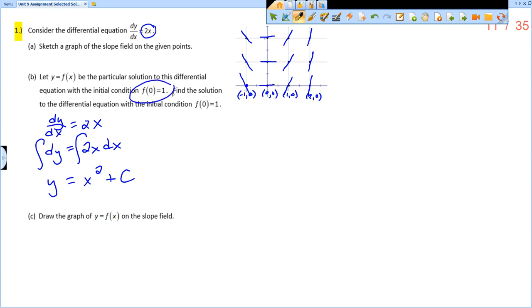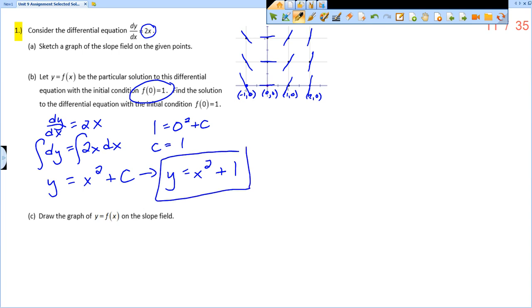Now I want to use the fact that f of 0 is 1, so y is 1. So 1 equals 0 squared plus c, so c equals 1. That means my equation is y equals x squared plus 1. And that would be the answer for 2b.